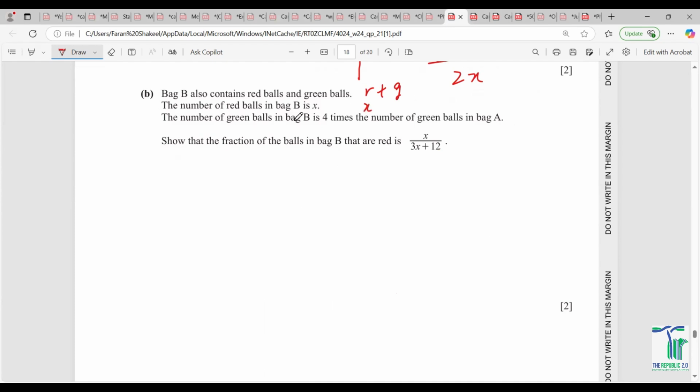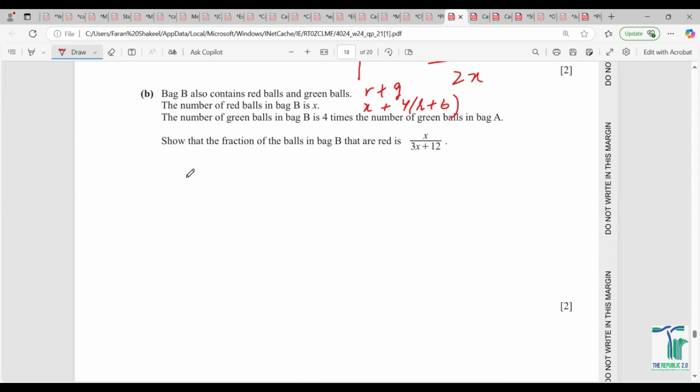And the number of green balls in bag B is 4 times the number of green balls in bag A. So what is going to be G? G is just going to be 4 times the number of green balls in bag A, that was R plus 6, right? So we've got this equation. Now, show that the fraction of the balls in bag B that are red is x upon 3x plus 12. So we just need to talk about the fractions of balls, and that is x upon 3x plus 12. So we're just going to write that equation first of all.